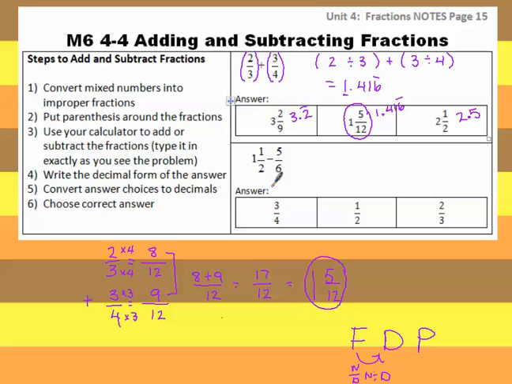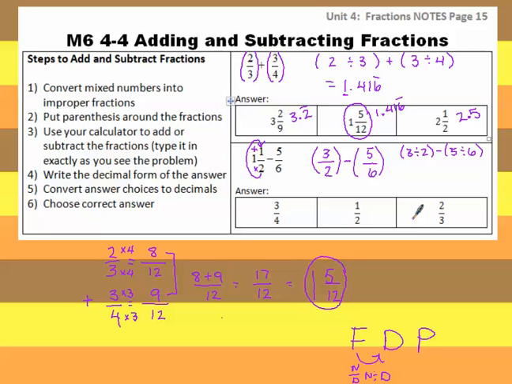Now let's look at this second example down here. Our first step is to convert mixed numbers into improper fractions. So I need to do the magic C here for this one. Multiply at the bottom, add at the top. 2 times 1 is 2, plus 1 more gives me 3 over 2 minus 5 over 6. Now I need to put parentheses around my fractions so I don't forget to type them. If you need to write it out like I did up here so that you don't forget, you can do that. Parentheses 3 divided by 2, close parentheses, minus 5 divided by 6. So you remember what you're typing in the calculator.